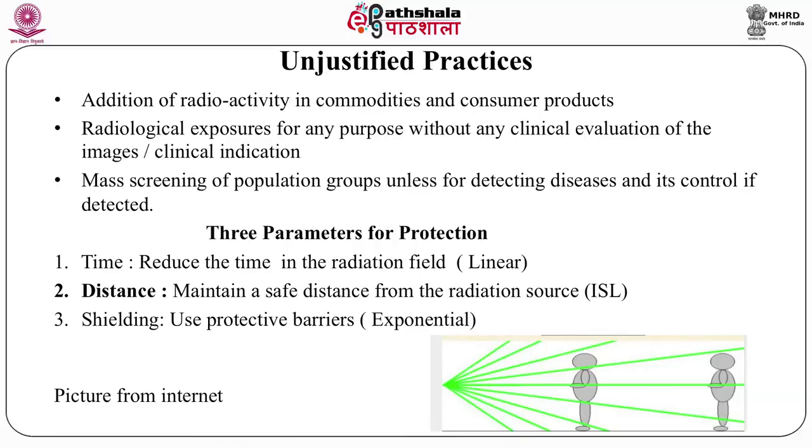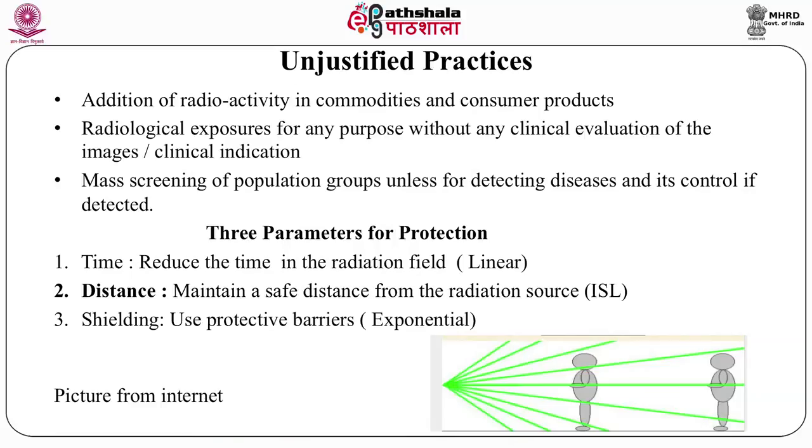Now, there are three parameters for radiation protection. What are they? We normally in the radiation protection field call them time, distance, and shielding. Time means reduce the time in the radiation field. The less time radiation workers remain in the radiation field, the less amount of radiation will they receive. And this relationship of exposure versus time is very linear. So one is aware.